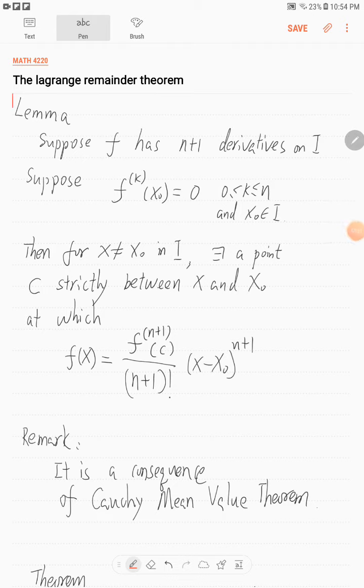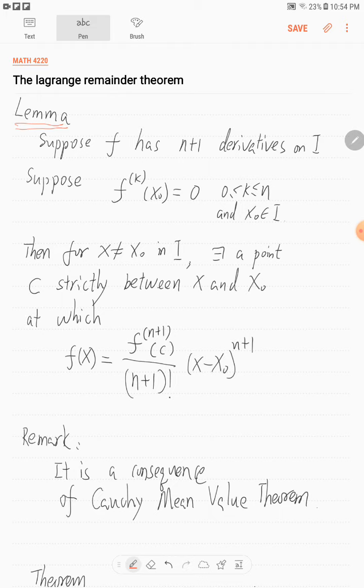So now we want to discuss the remainder we just mentioned, which is called the Lagrange remainder theorem. Before we state the theorem, we want to look at a lemma we already know. This lemma is actually a consequence of the Cauchy mean value theorem. You can check your notes.